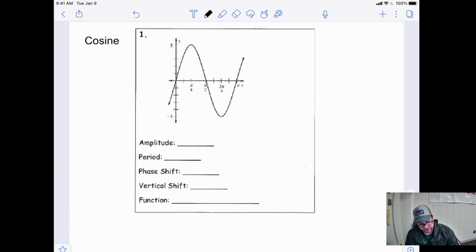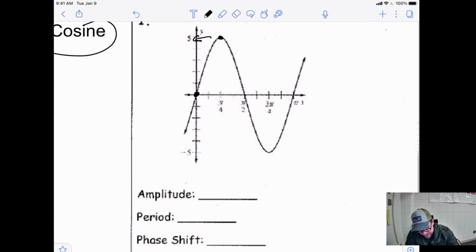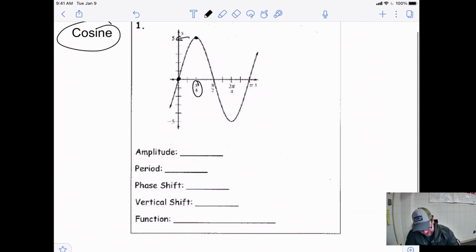Let's do another one. So here's another one. This is a cosine. Now, right now, we can see that our graph is set up like a sine graph would be. So we're going to have to shift this whole graph back so that that top point lines up top. So there will be a phase shift that needs to happen. Since this is pi over 4 right there, we're going to need to shift our graph left pi over 4 in order to complete this. So our phase shift, we're going to be going left pi over 4.